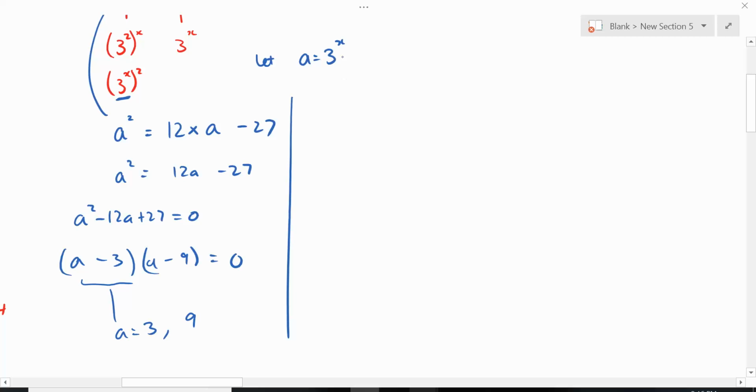If a equals 3 to the power of x, you have either a equals 3, which means 3 to the power of x equals 3. Therefore, using what you've learnt this exercise, if both bases are the same, powers are the same. So x has to equal 1. Okay, so that's my first solution. I have therefore x equals 1, because this is 3 to the power of 1.